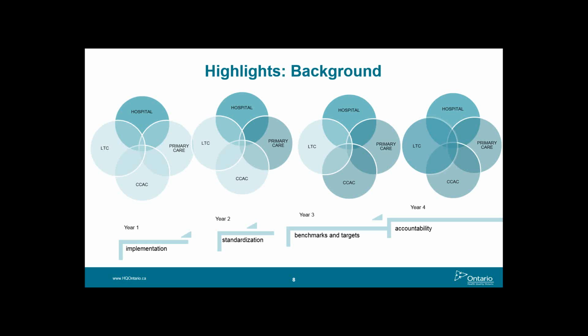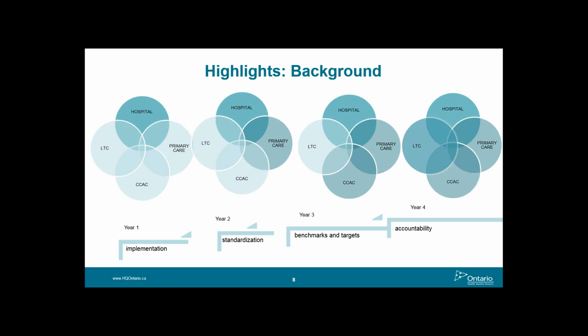As we move forward and as the years with quality improvement plans progress, we know that the second year starts to look at some standardization. So using the common indicators, common language, common reporting periods, all those types of things. And then the third year, we're starting to see benchmarks and targets appearing. And then in the fourth year, we get some accountability. Accountability, in this sense of the word, is talking about accountability within your organization for moving on your targets and really looking at what it is that you need to be focusing on.